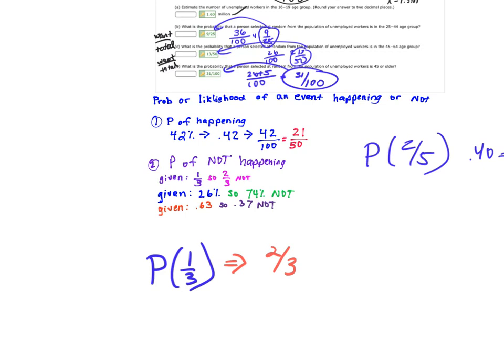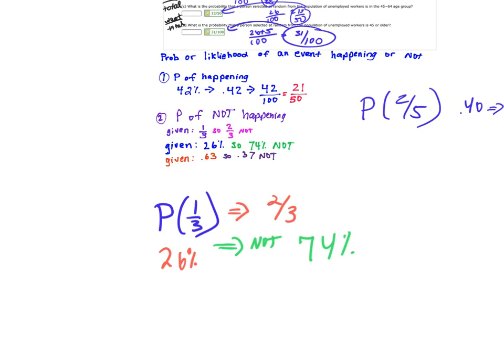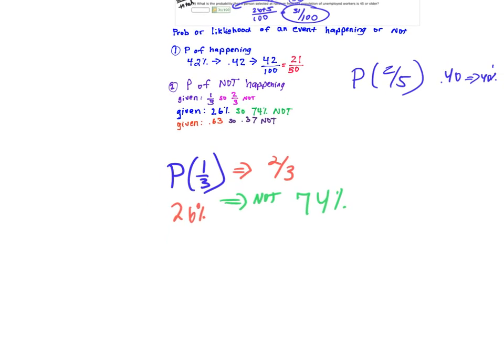So if I tell you that you got a 26% chance that you're going to get into Harvard, well, what's the chance you're not going to get in? It would be 74%. Do you see where that came from? You guys with me? Yeah. All right, same thing if I said the likelihood of something happening is 0.63. What's the likelihood or probability of it not happening? 0.37. Correct.